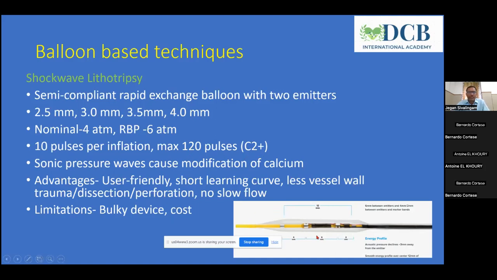So the advantage is it's very user friendly. It has a very short learning curve. It's like any other balloon, with less vessel wall trauma, dissection, perforation, and no slow flow. But the limitation is it's also a bulky device. So tracking is an issue, and obviously it's very expensive. The cost is very high.